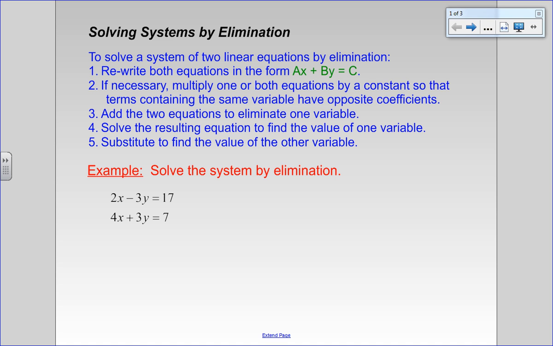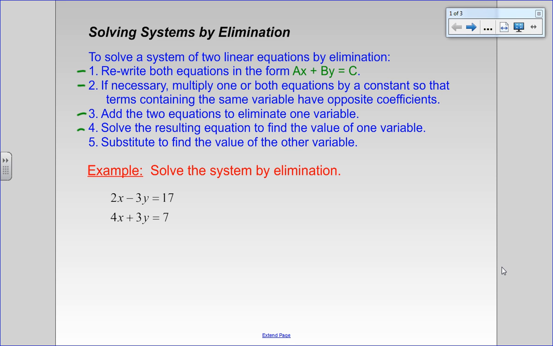To solve a system of two linear equations by the elimination method, we will first make sure that both equations are written in the form ax plus by equals c. Sometimes it's also necessary to multiply one or both equations by a constant so that terms containing the same variable have opposite coefficients. Then we can add the two equations together in order to eliminate one variable.